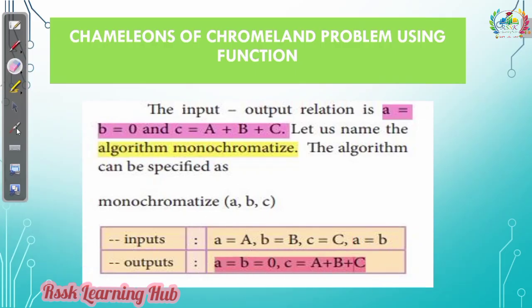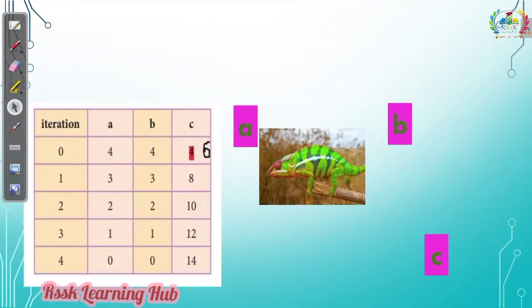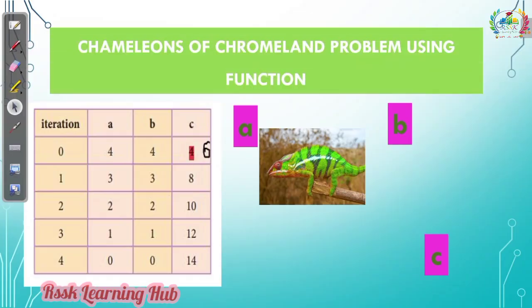Now moving to your tabular column. This is your tabular column listed for your iteration steps. Iteration is nothing but your looping condition. What is iteration? Iteration means looping. Looping means if anything is going to be done repeatedly and continuously, that is called iteration. You have three variables: A, B and C.